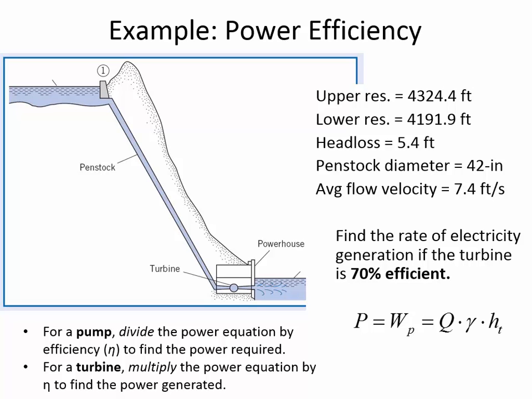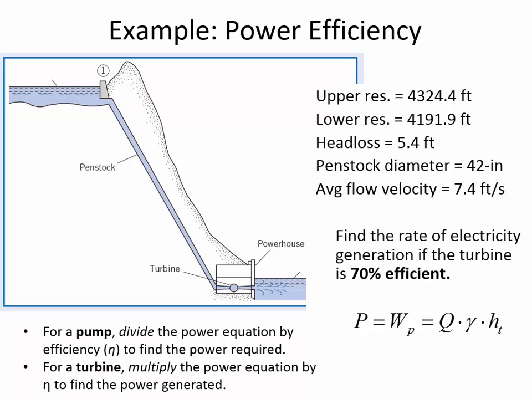We'll substitute in the elevation that's given for Z1. The upper reservoir is 4324.4 feet. And then Z2 is 4191.9 feet. Plus the head loss between the two, 5.4 feet. That's already given. That's how much energy is lost as the water goes through that penstock. It's due to pipe friction, so it's already been calculated separately for us as 5.4 feet.